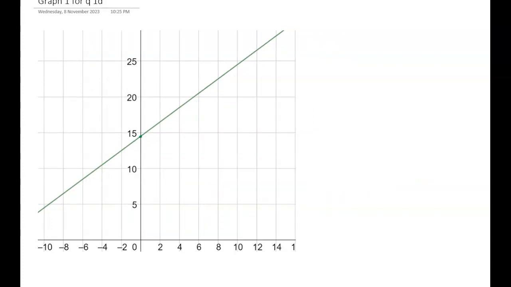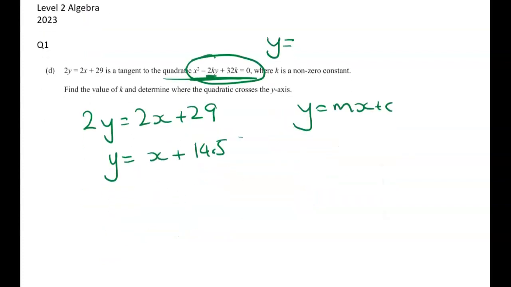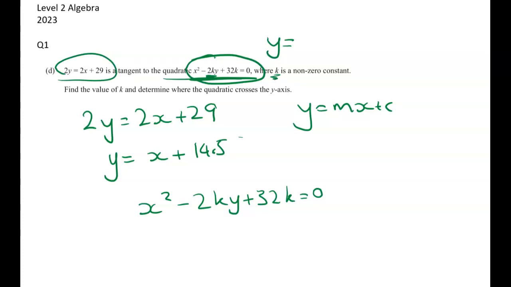What are we told about that tangent line? Well, we're told that it's tangent to this quadratic. But this quadratic has not got y equals anything. It's got a buried y in here. So we're going to start off by rearranging this to make y the subject, and then see if that helps us understand what's going on. We've got x squared minus 2ky plus 32k equals 0, and our job is to figure out what k is to make this line a tangent to it.